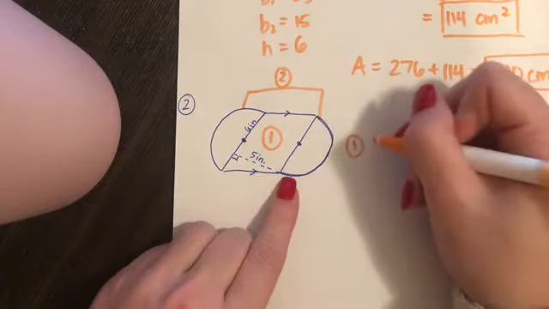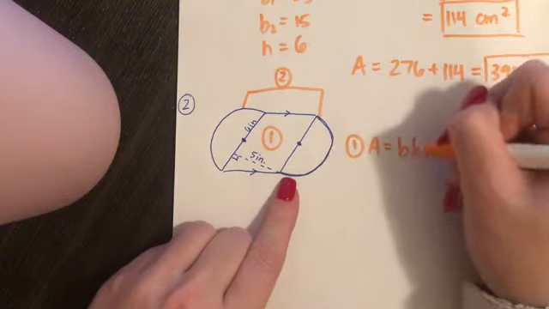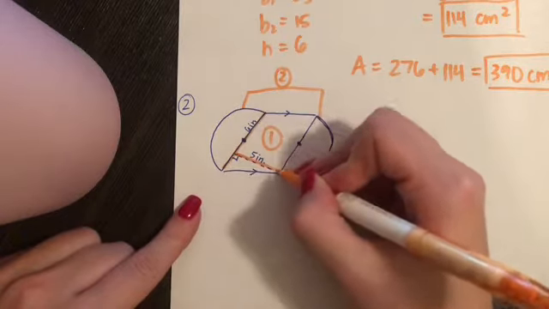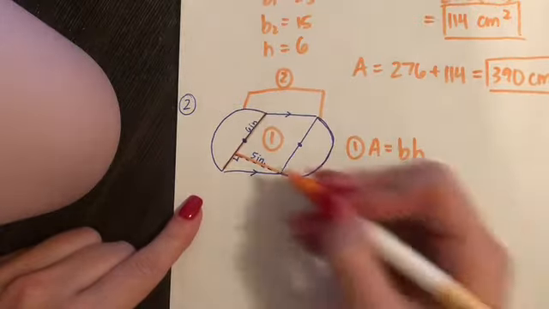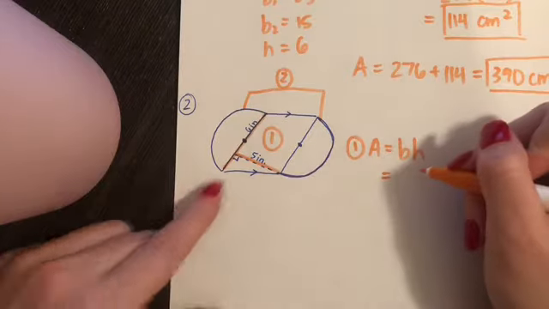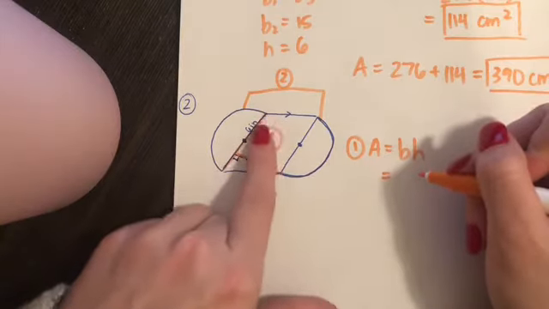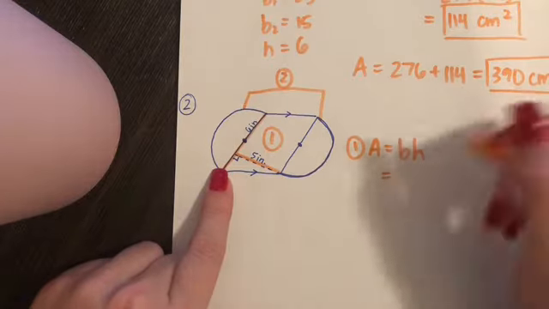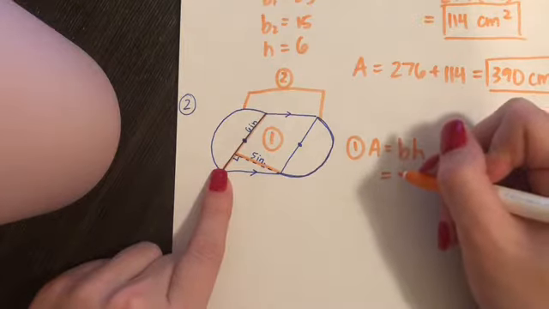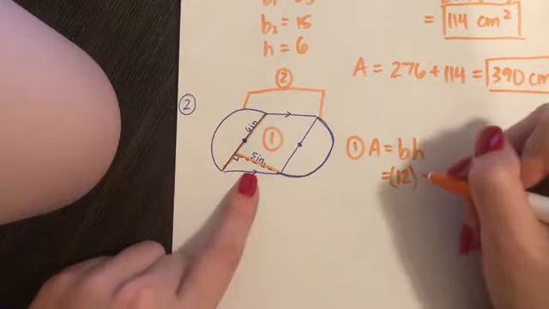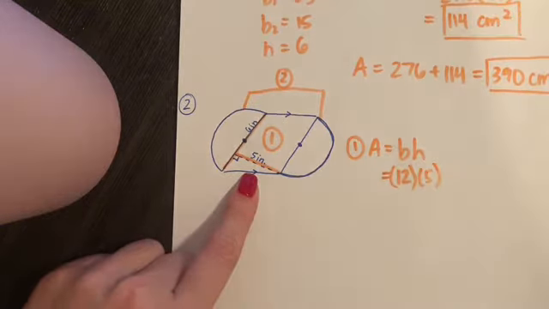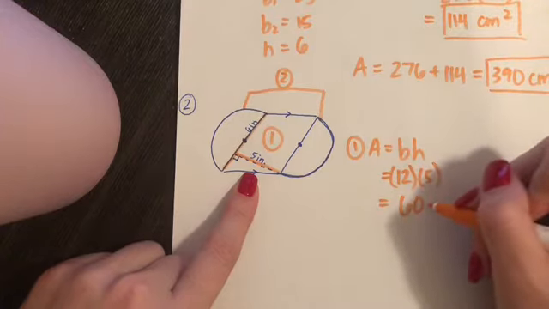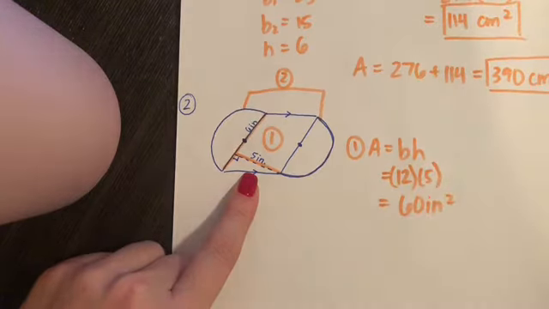This is a parallelogram, so area equals base times height. Remember that base and height are always going to meet perpendicular, so I'm looking for that right angle. The base, well, if the radius is 6, then the entire diameter would be 12, or double. So it looks like the base is 12 while the height is 5. That means the area of the parallelogram is 60 square inches.